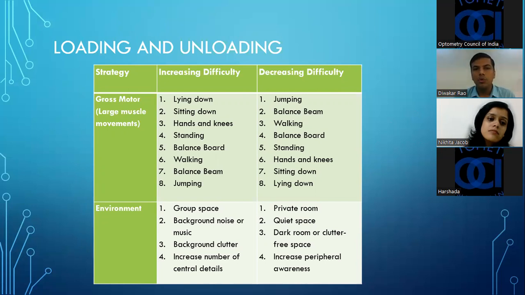Environmental aspects: to decrease the difficulty, initially work in a private room, a quiet space, a dark room, clutter-free, where there are no distractions. Slowly you want to increase the difficulty: take it to a group space where a lot of other therapies are happening. Then background noise is introduced and music is introduced. And background clutter can be introduced over a period of time.